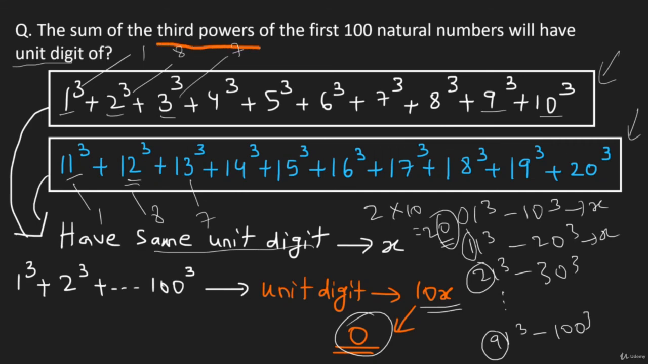Now, over here, you have seen that the third powers, when we added, we have got the answer as 0. Now, by this same logic, you can see that instead of third power, if it was given any power, the answer would have been 0, right? Imagine the question was that the sum of the fifth powers of the first 100 natural numbers will have a unit digit of. So the same logic applies. 1 to the power 5 up to 10 to the power 5. If you add that, and if you add 11 to the power 5 up to 20 to the power 5, both the cases will have the same unit digit, and you'll have 10 such cases.